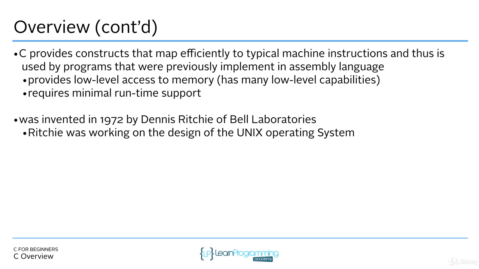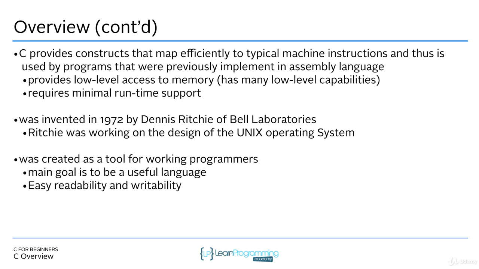Now, a little history about C is it's an older language. It was invented in 1972 by a guy named Dennis Ritchie of Bell Laboratories. He was working on the Unix operating system, which is a precursor to Linux. It's basically an operating system that's running on different hardware. Linux runs on PC hardware. So it's older, which is an advantage. You think it may be a disadvantage, but it's older, so it's been tried and tested. It's reliable. It was created as a tool for working programmers.